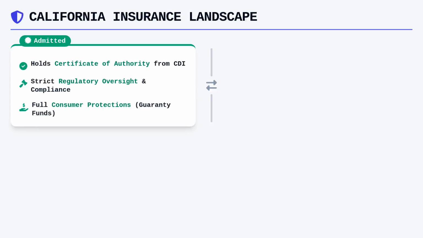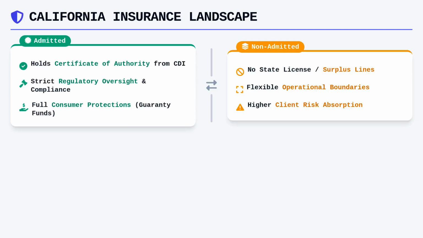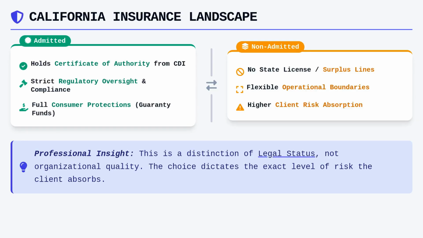On the other hand, we have non-admitted insurers, which lack this specific state license and are often referred to as surplus lines carriers. This distinction is not merely academic, nor is it a measure of an organization's internal quality or ethical standards. Rather, it represents a profound difference in legal status, operational boundaries, regulatory oversight, and consumer protection mechanisms. As a professional, understanding this dichotomy is essential because the regulatory framework applicable to a given placement dictates the exact level of risk your client will absorb.